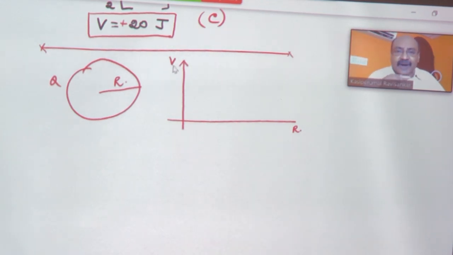What will the concept be? From the origin till it reaches the surface, the potential is 0.